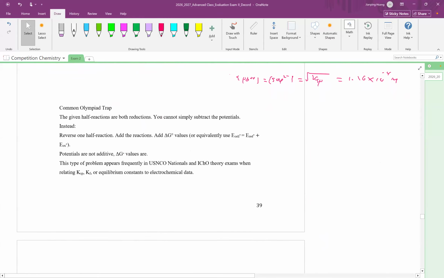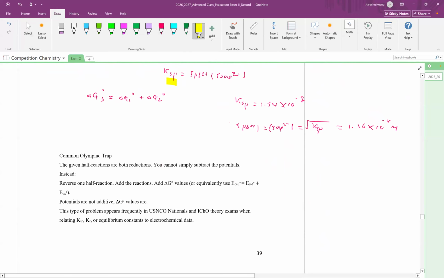Go to the next one. Here, look at class. So I reflect myself. The common Olympiad trait: both are reductions. You cannot simply subtract. Instead, you reverse one, you add it to another one, then you add delta G.